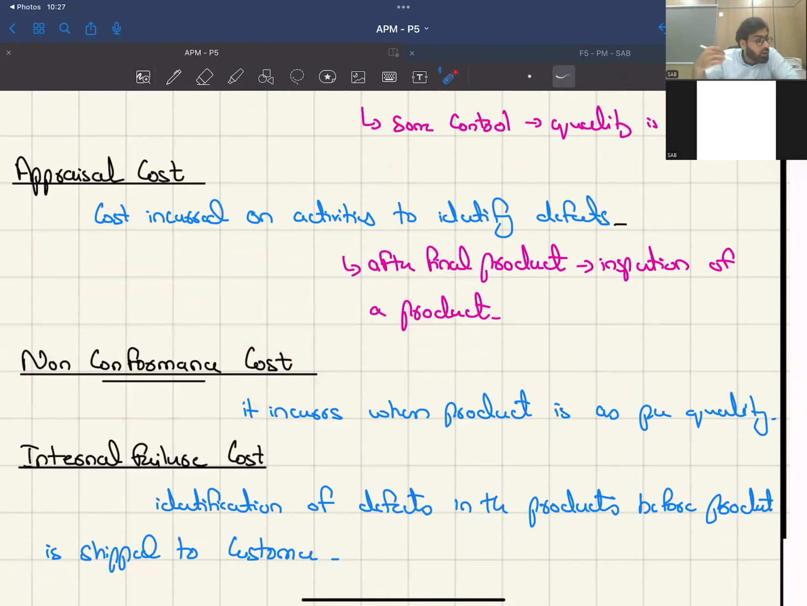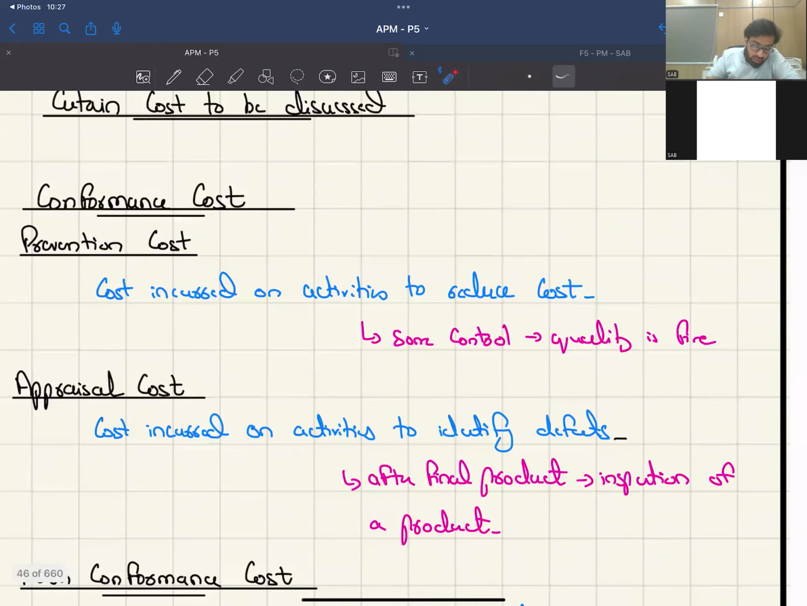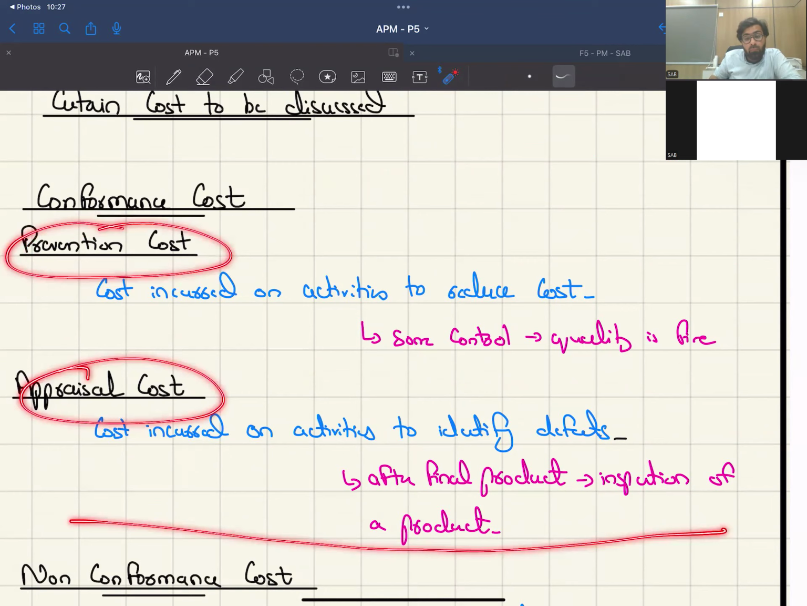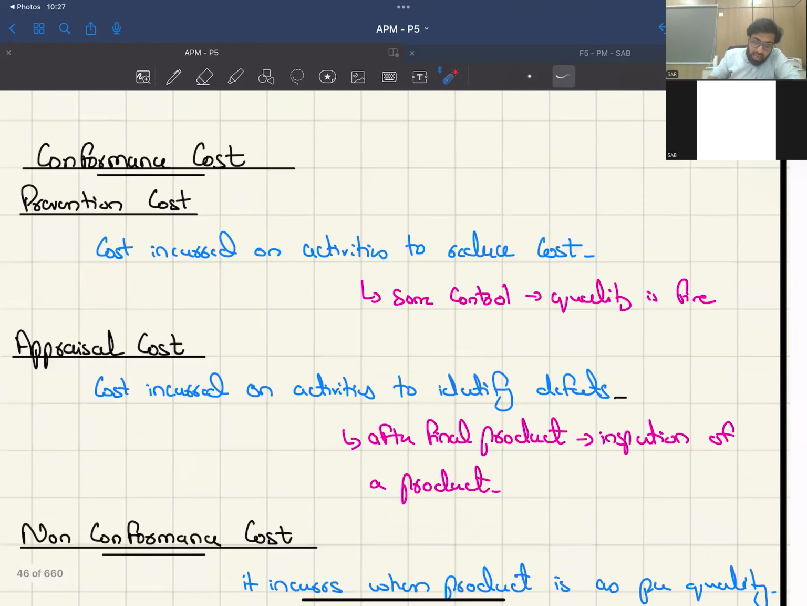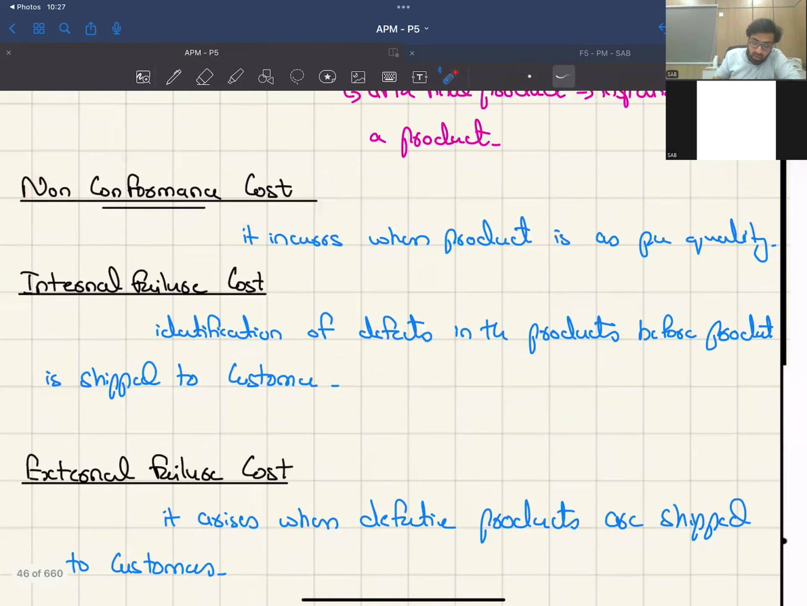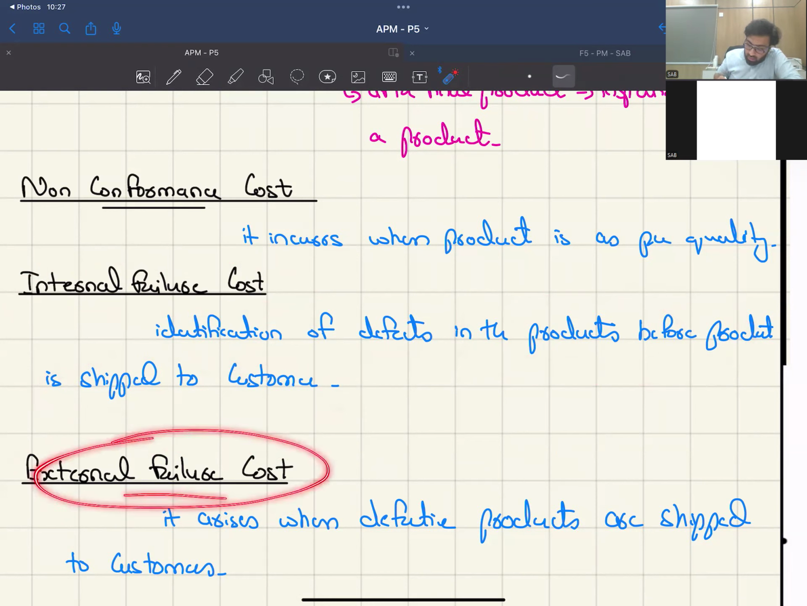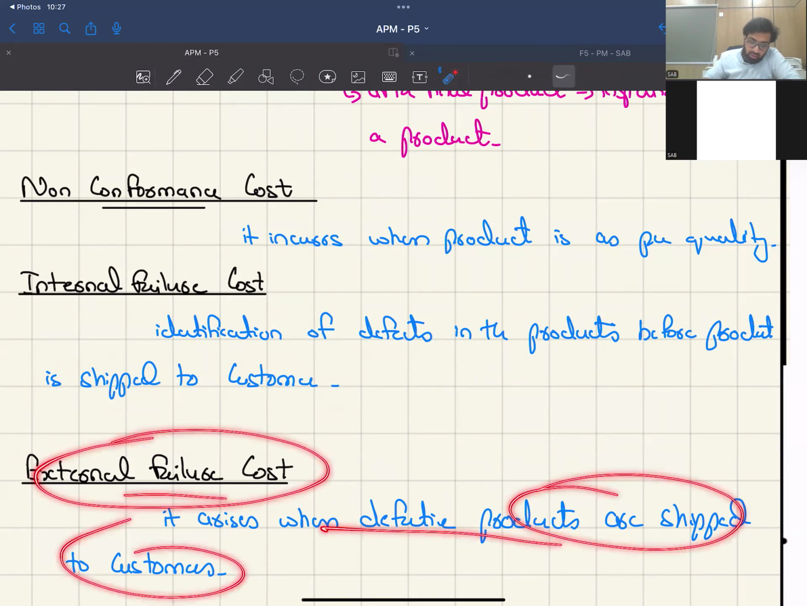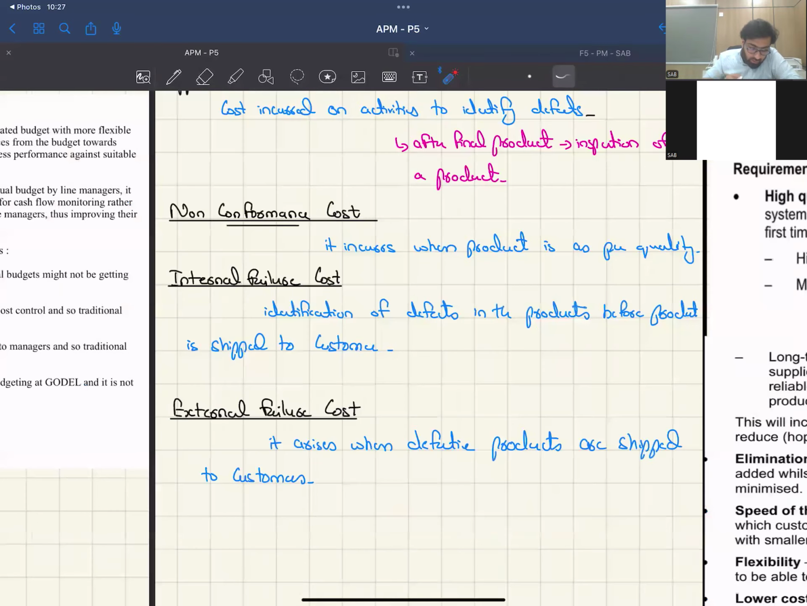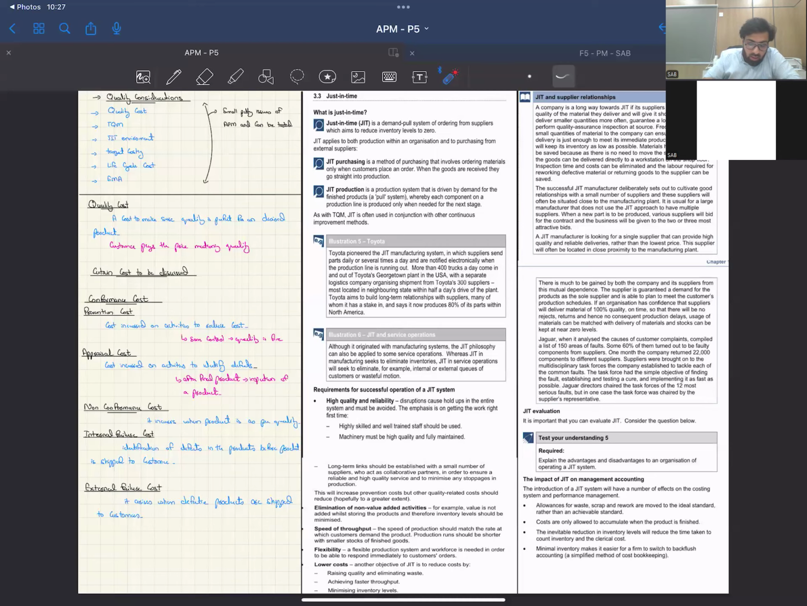And conformance cost has been broken down into two costs: prevention cost and appraisal cost, that are incurred before the product is delivered. And non-conformance cost has two types: internal failure cost and external failure cost. One of them is before the product is delivered to the customer, and the other is after the product is delivered to the customer, right?